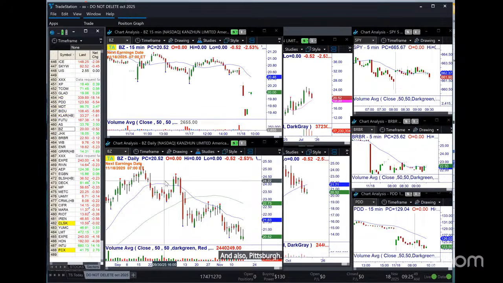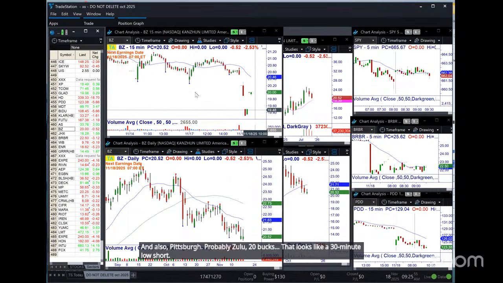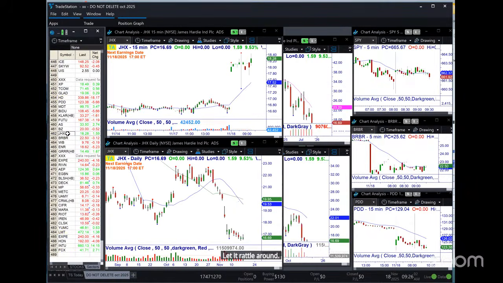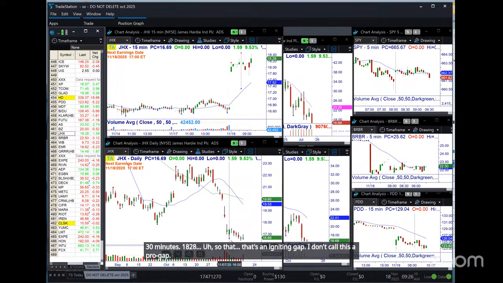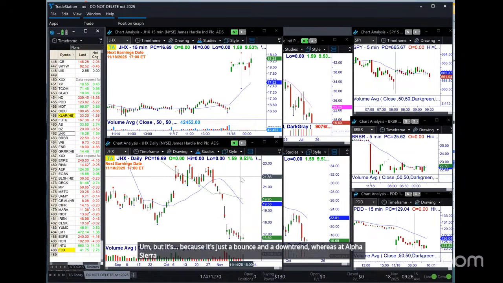Bravo Zulu, $20. That looks like a 30-minute low short. Let it rattle around for 30 minutes. 1828. So that's an igniting gap. I don't call this a pro gap, because it's just a bounce in a downtrend, whereas that Alpha Sierra was igniting a new move.